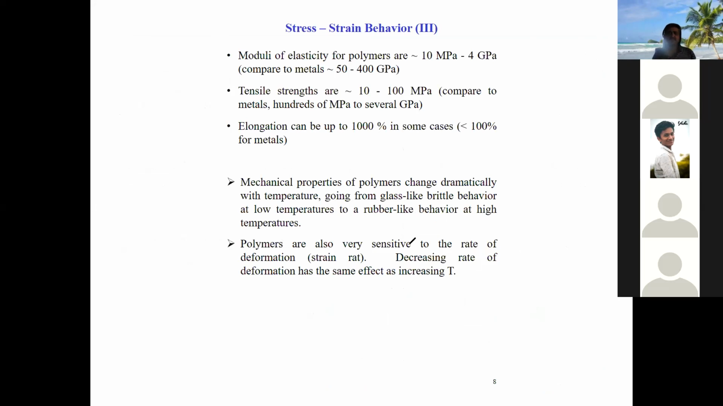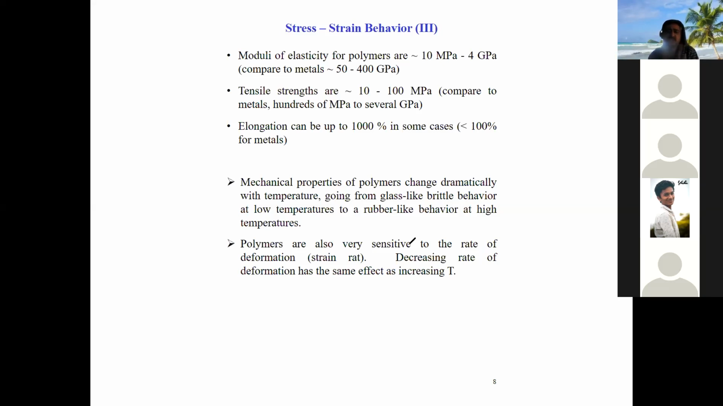So when you compare the mechanical properties of a polymer, say for example, modulus of elasticity, tensile strength, and elongation, we already said that the value lies between 10 megapascal to 4 gigapascal for a polymer. I told you that in the stress-strain curve there is a slope, and that slope tells you about the modulus of elasticity. The values for polymers are from 10 megapascal to 4 gigapascal.